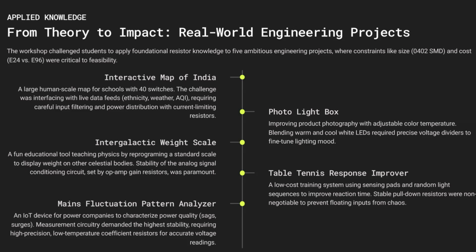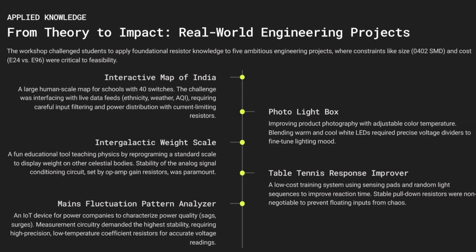Exactly. Project 1 was the interactive map of India. And the technical challenge here was way more than just lighting up some LEDs. The goal was a large human-scale, hands-on map for schools. It needed about 40 switches for all the states and territories. The real challenge was the interfacing. When a state is selected, the system has to instantly display live data feeds. Like what? Things like ethnicity, male-female ratio, current weather, even real-time air quality index or AQI. This requires really careful filtering of input signals and distributing power, so choosing the right current-limiting resistors is crucial.